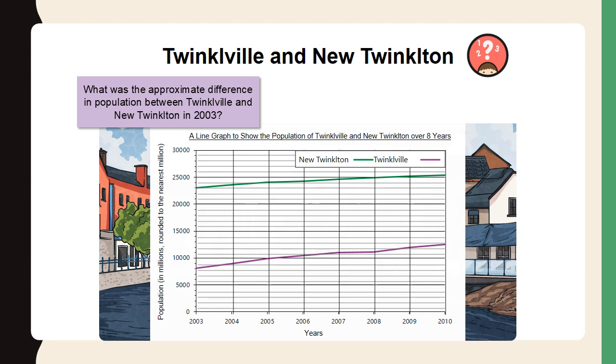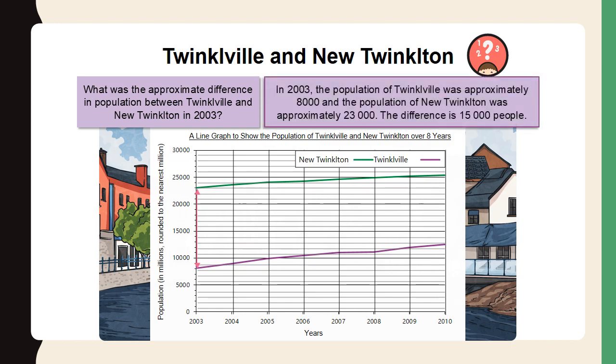Population of 8,000 in 2003. Now let's go up to the green line. What was the population in 2003 in New Twinklton? Well, go from the number shown just before, so that was 20,000, so then 21, 22, 23,000. So Twinklville had 8,000 and New Twinklton had 23,000. What is the difference? Well, from 8,000 to 23,000, the difference is 15,000 people.